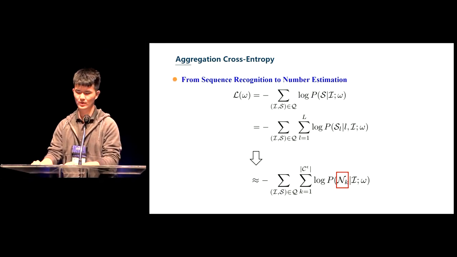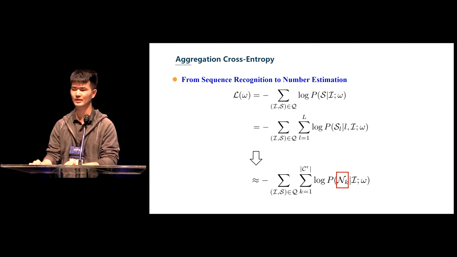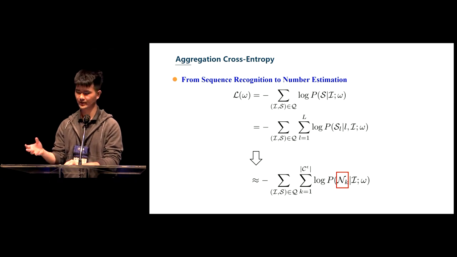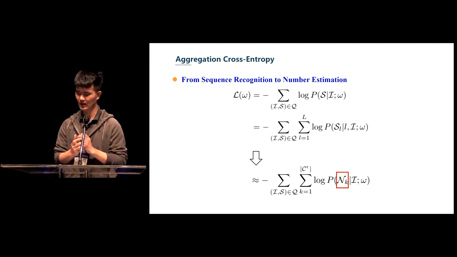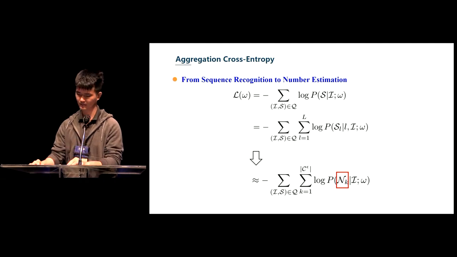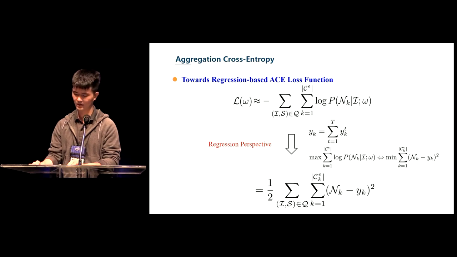So how do we derive the proposed ACE loss function? First, we have the general loss function for sequence recognition, where I represents the input image and S is the text annotation. Rather than directly calculating the probability of S given I, or the probability of S subscript L given L and I, we choose to supervise only the accumulated probability of each class. So how do we supervise the accumulated probability?